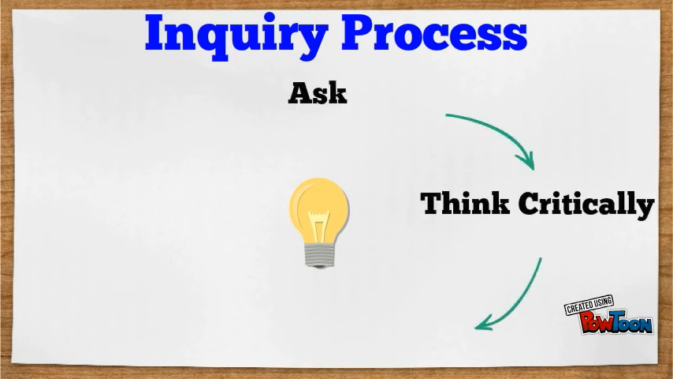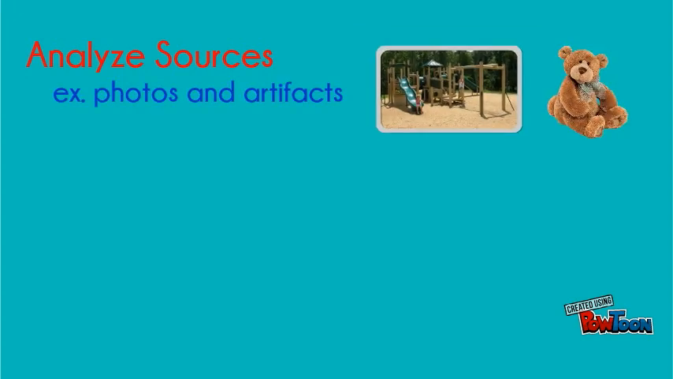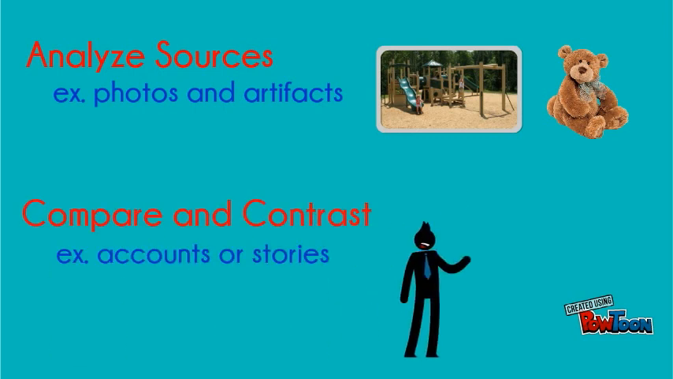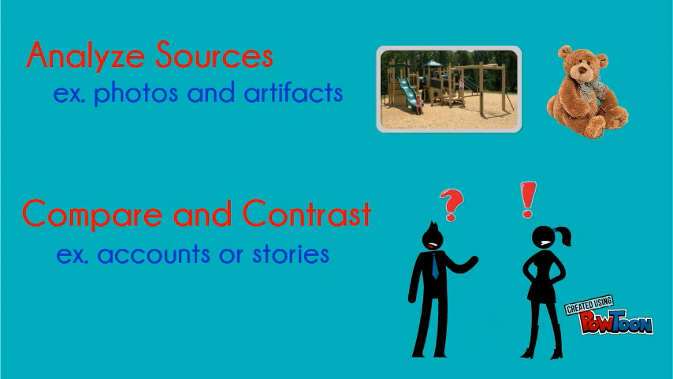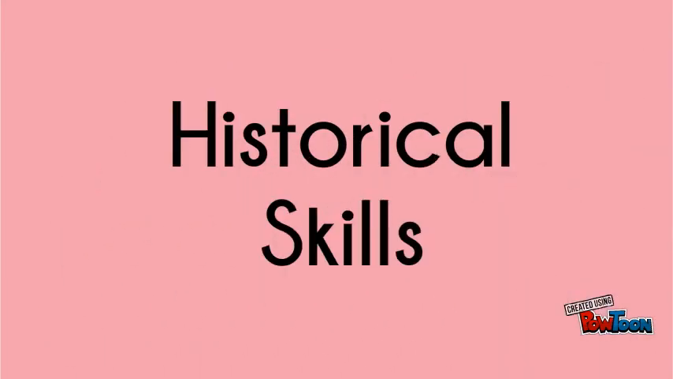The inquiry process has 4 steps to guide us when investigating topics in history. Ask, think critically, draw conclusions, and communicate findings. During this process, you will need to be able to analyze different sources, such as photos and artifacts. You also need to compare and contrast things. For example, 2 different accounts or stories of an event. Let's see how Ms. Adams guided Pa and Jose as they investigated the past using these historical skills.